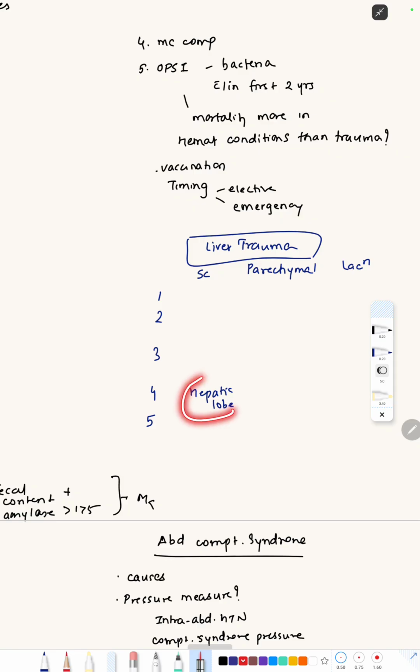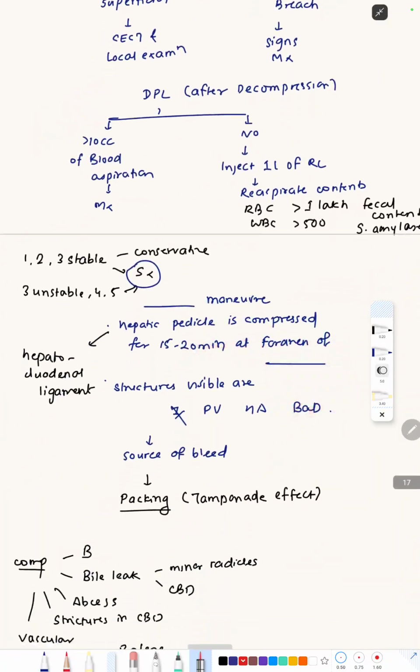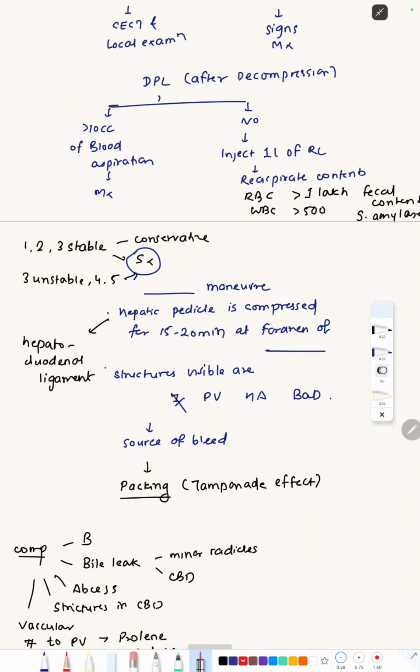In grade 4 and 5, they are based on hepatic lobe dysfunction. If 25 to 75% of the hepatic lobe is dysfunctional, then that is grade 4, and if more than 75% is present, then that is grade 5. Now the next is, if it is grade 1, 2 or 3 stable, then you have to manage it conservatively, or if there is a grade up that is seen, then go for surgery. Similarly, in grade 4, 5 and 3 unstable, directly go for surgery. Now in the surgery, the first maneuver is called the Pringle maneuver. In this maneuver, the hepatic pedicle, which consists of the hepatoduodenal ligament, is compressed for 15 to 20 minutes at the foramen of Winslow.